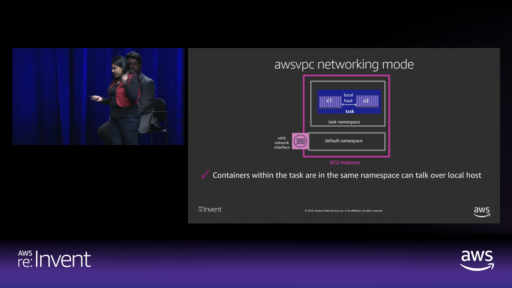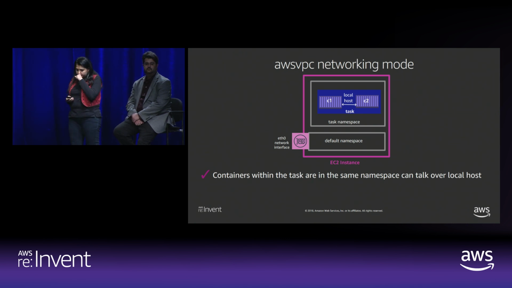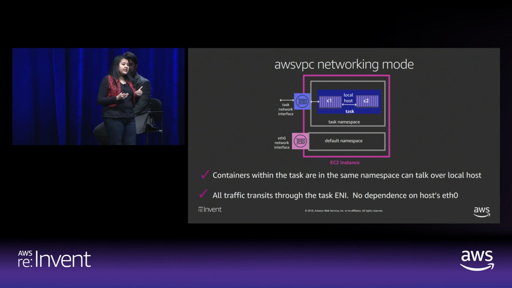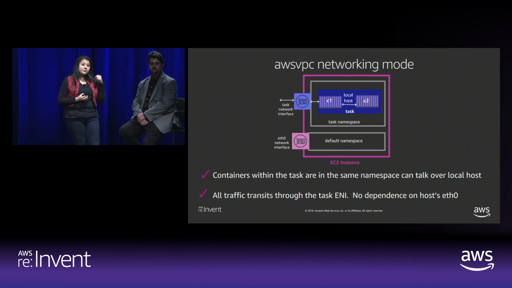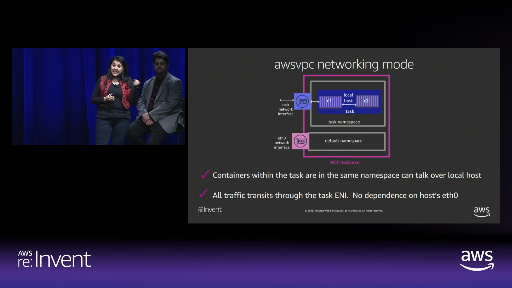But we still have to solve the problem of external communication. And for that, what we do is we create an elastic network interface, or an ENI, within your VPC, within your network, and then we attach that ENI as a secondary network interface to this host.